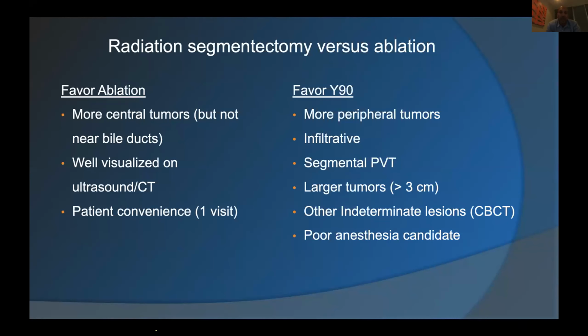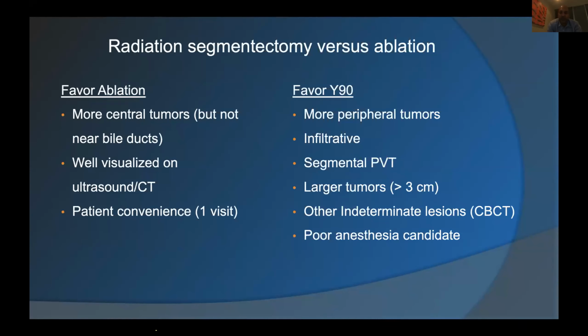So you can get better characterization of all these other indeterminate lesions compared to an MR or CT, which may help you guide the patient's treatment in the future. And of course, anyone who can't tolerate, we tend to do all of our thermal ablations under general anesthesia. So anyone who's not a good anesthesia candidate, I favor Y90.